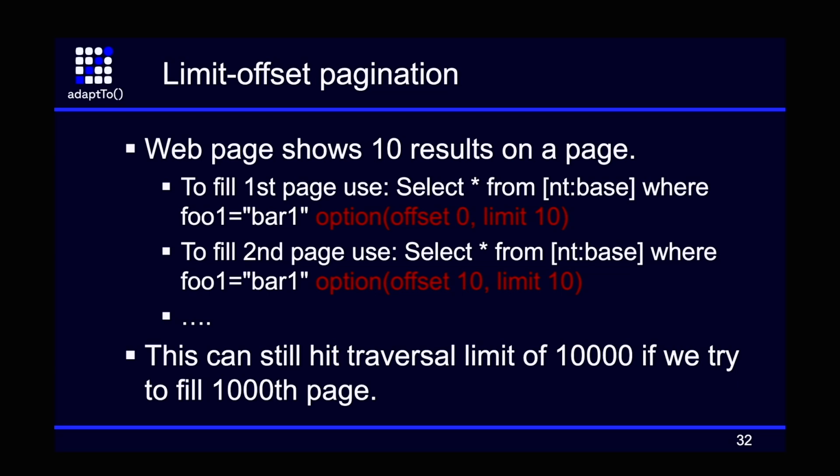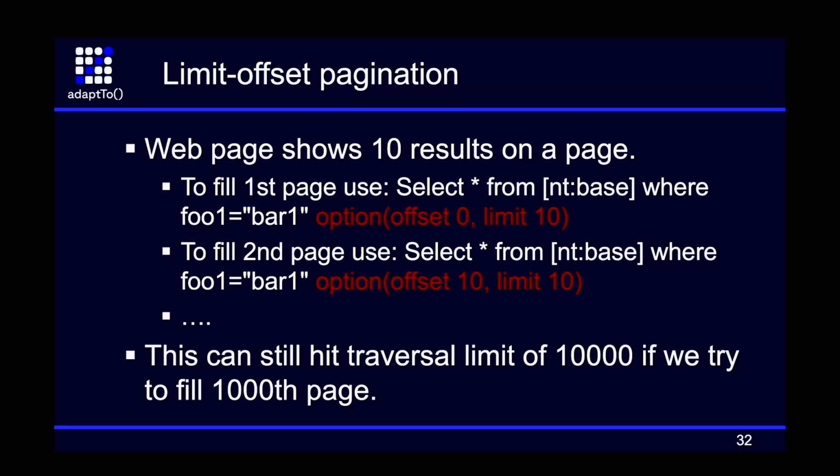If the user then enters the second page, you again can execute the query with offset 10 and limit 10, and with this you will be getting the next 10 results. Keep in mind that offset and limit means even if you add option offset 10 limit 10, you are basically traversing 20 results and filtering out the first 10 results to give you the next 10 results.